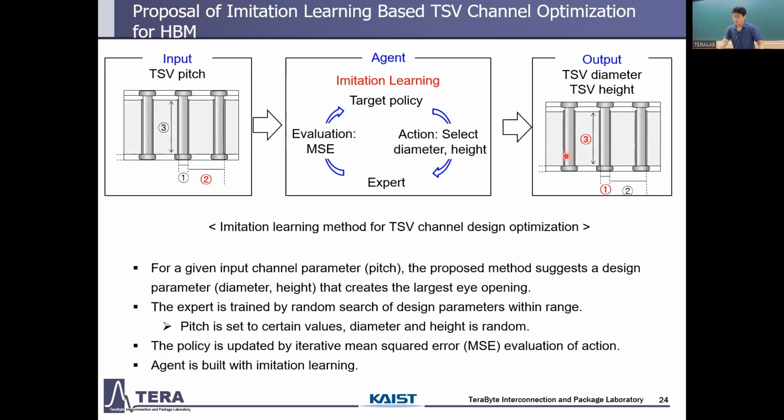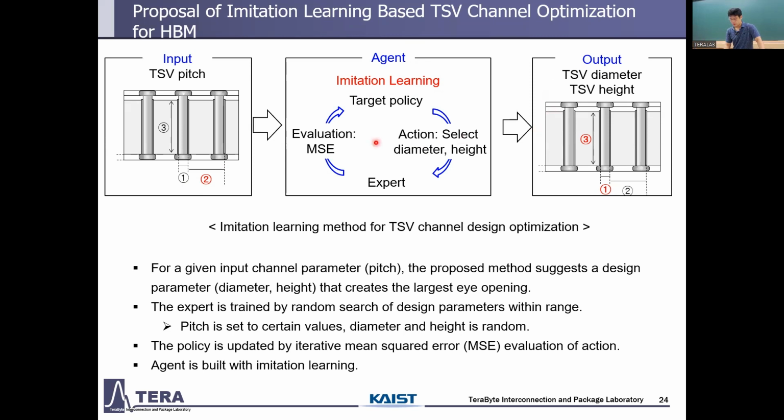So this is the imitation learning-based TSV channel optimization for HBM. This is the whole picture. I have the TSV pitch as an input, and I train the agent using imitation learning. And when the agent is fully trained, this agent will give the output, which is the optimal TSV diameter and TSV height.